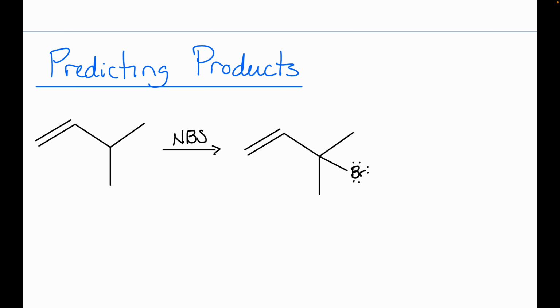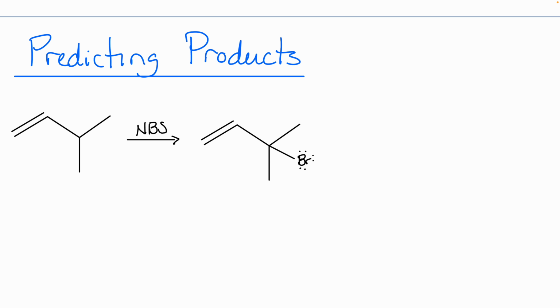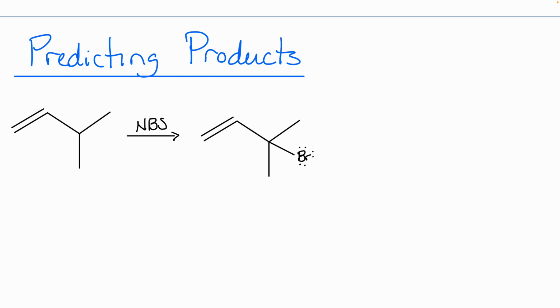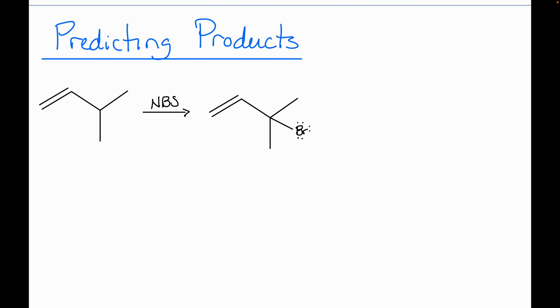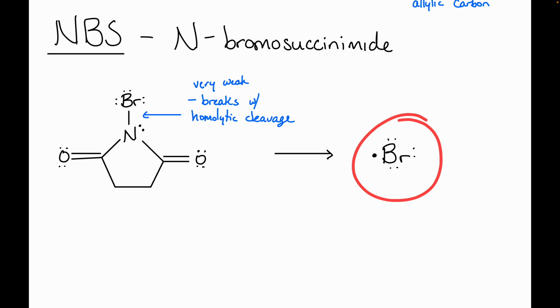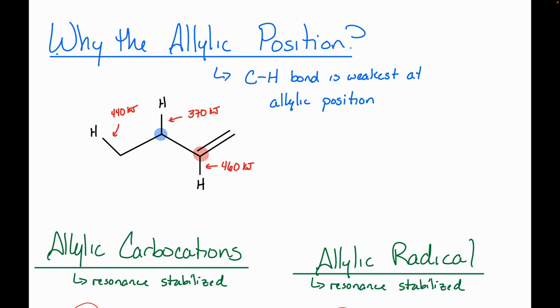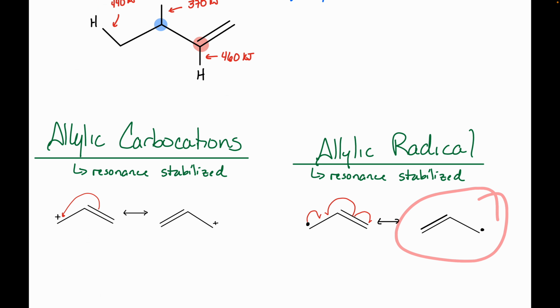All right, cool. So there's a little bit more to the story here. We're not going to do our full mechanism here, but we are going to discuss our intermediate. As we noted, NBS is just a producer of bromine radicals. We are going to specifically choose the allylic position because that's the weakest carbon-hydrogen bond to break, and we're going to create this allylic radical.